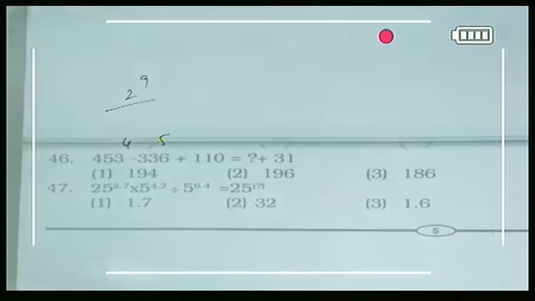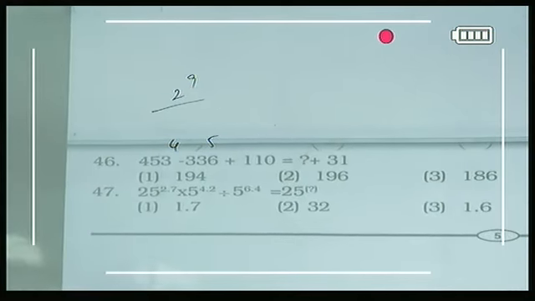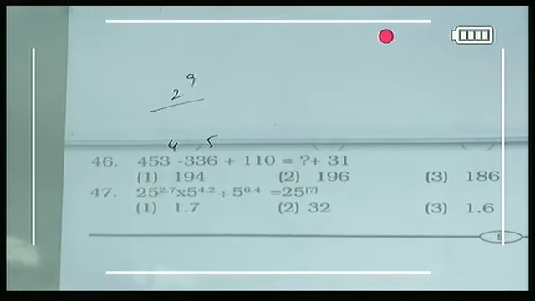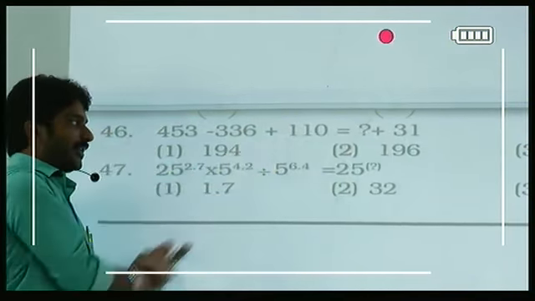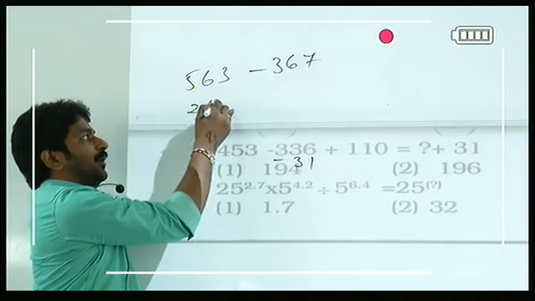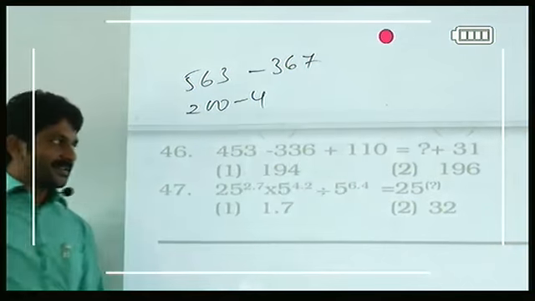46. Right. Right hand side you have already 31. Take that to left hand side. Minus 31. You already have minus 336. And then minus 31. Total 367 minus 367. Add 110 to this number, 563. Subtract 363 first, then you can subtract 4 later. Subtract 363, you have 200. Again subtract 4, 196.